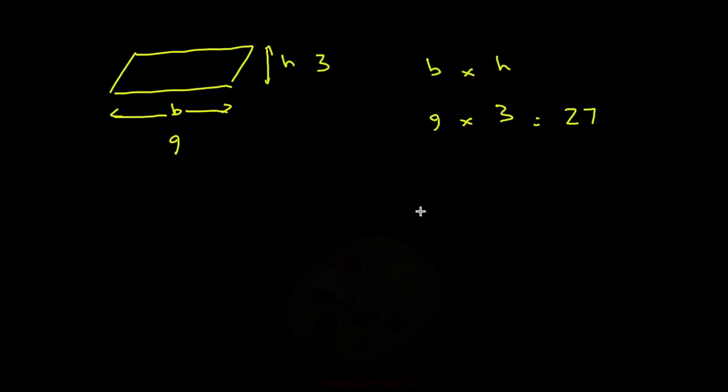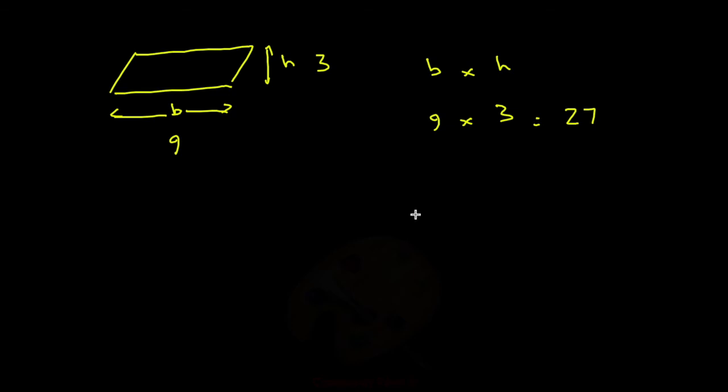The base would be this, so stretching from here to here. And the height would be this. So, say the base was 9 and the height was 3. The area would be base times the height, so 9 times 3, 27.